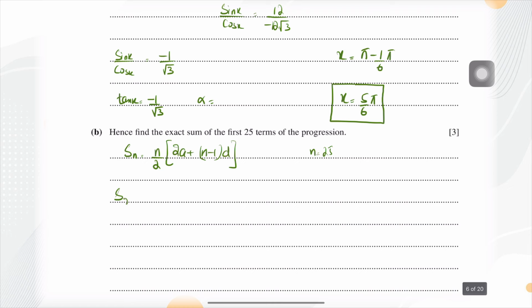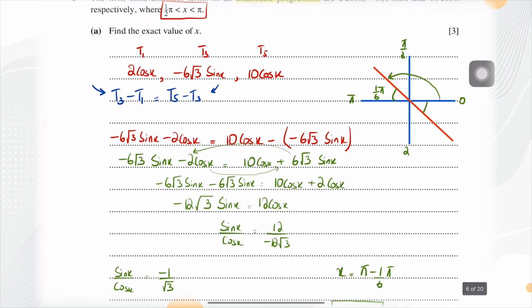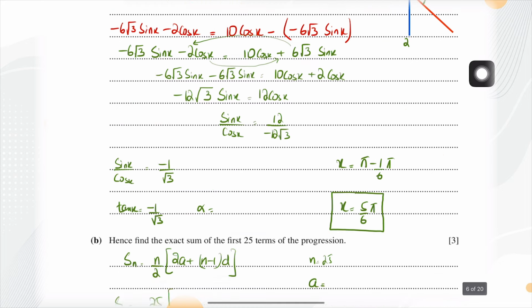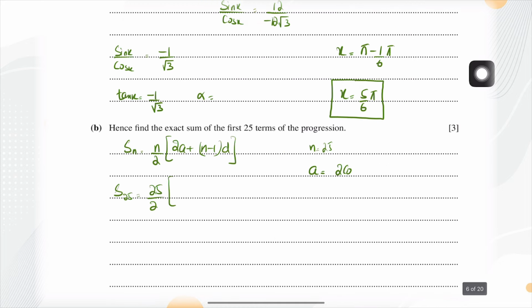So we're looking at S25 equal to 25 upon 2. Now can we find out the value of a if needed? We can, because we know that the first term is 2 cos x. We can find a by simply doing 2 cos 5 upon 6 pi. Let's evaluate a and make sure to give your answer in exact form. So 2 cos 5 pi upon 6 is minus under root 3. So a is minus under root 3. Now the question is, how will I find out the common difference?